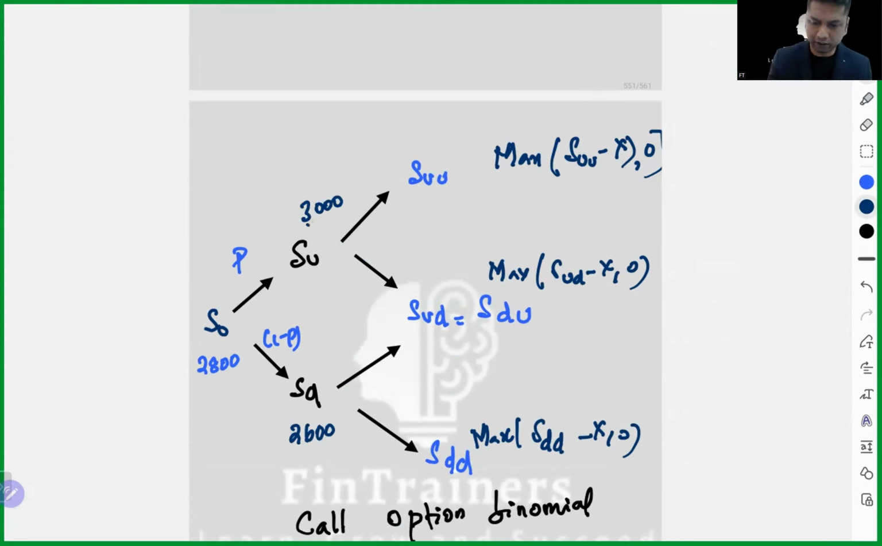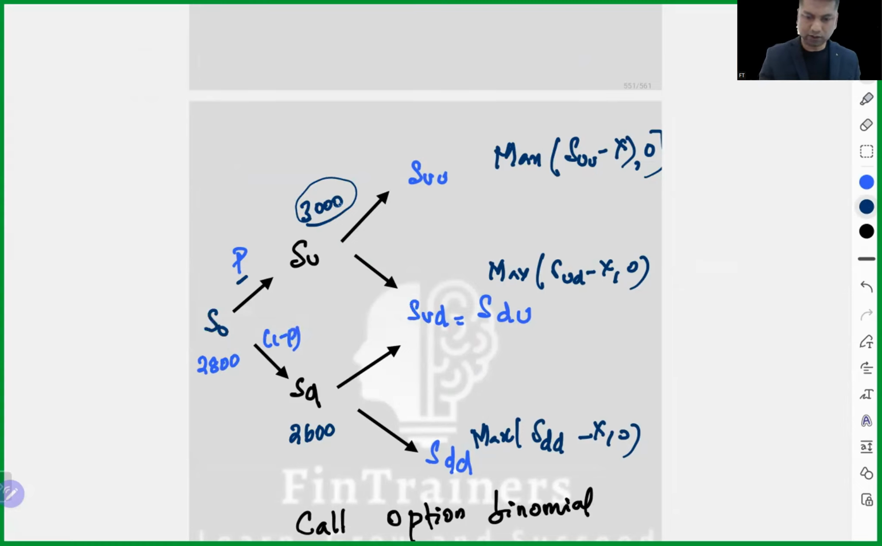Now the probability of going to 3,000 is given by P. What is the probability of going down? It is 1 minus P because there are only two states. There is no other option. So it is a complementary event. Either this or that together is the total universe. So P plus 1 minus P will be the total probability of 1.